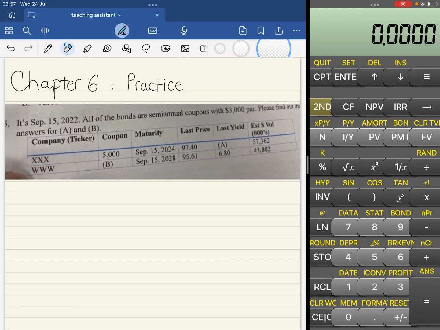Hello everyone, today we will practice Chapter 6, Bond Valuation. First question. Please stay highly focused because it could be a part of the midterm exam. It is September 15th of 2022.